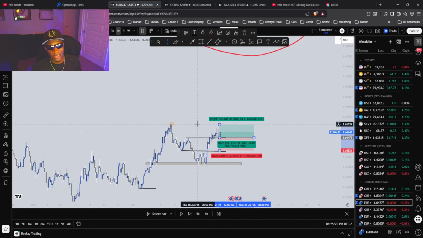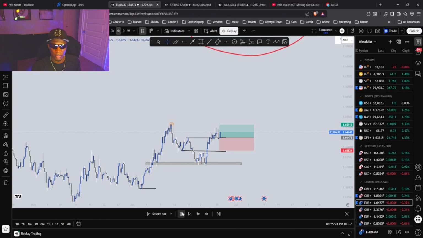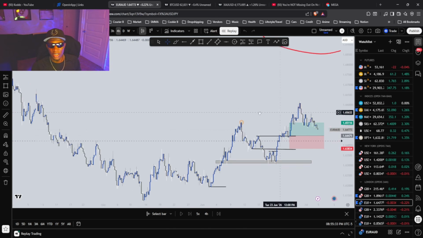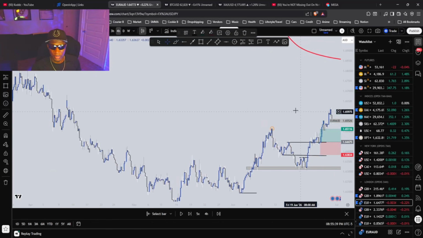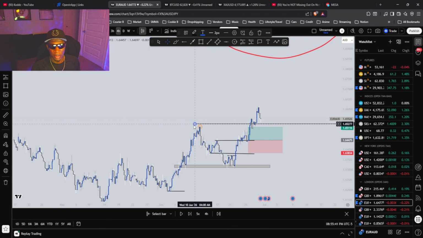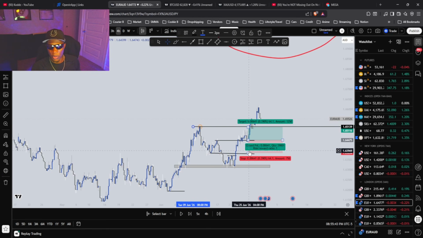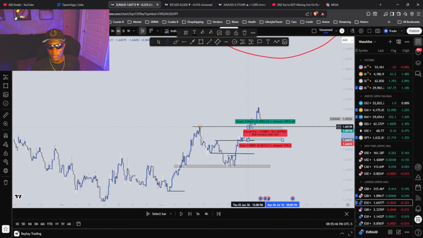Once price got here, I took 50% profit and I moved stops to break even. So let's see how price fully plays out in this trade. Absolutely insane. So this is in real time. Regardless of what price is currently doing, once price hit here, my TP, I moved stops to break even, closed 50% profit, and I let the rest run.